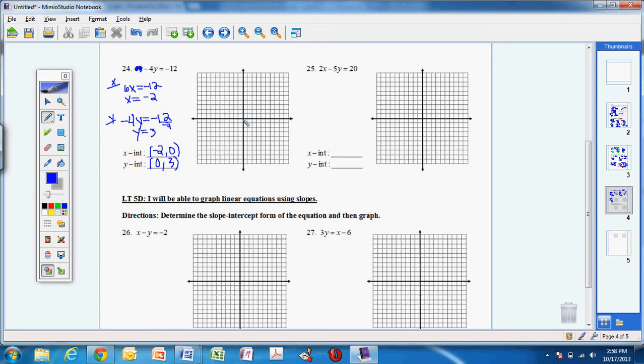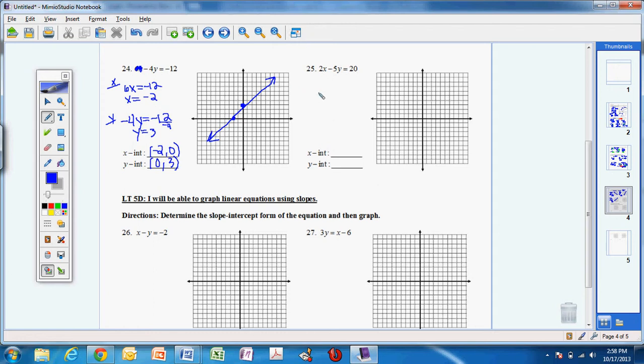So plotting those on my graph, I'm going to go to negative 2, 0. That's going to be right here. And the point 0, 3, that's left and right none, but up 3. So that's right here. Then my last step is just to connect those and actually draw my line.